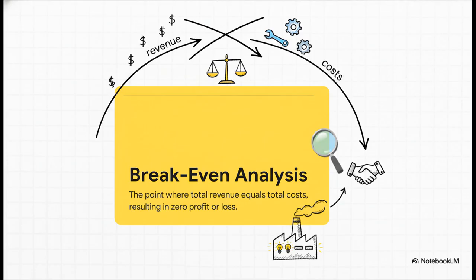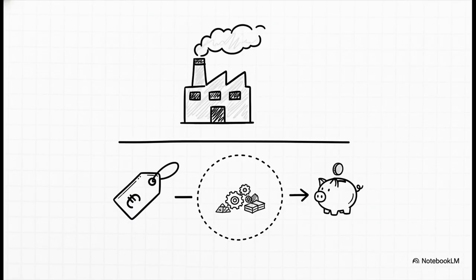For you, this is a critical health check on your supplier. It tells you the absolute minimum they have to sell just to keep the lights on, and that gives you powerful insight into their financial stability. So how do you find it? Well, the formula is actually pretty straightforward. You take their total fixed costs and you divide that by something called the contribution margin. And all the contribution margin is the selling price per unit minus the variable cost per unit.